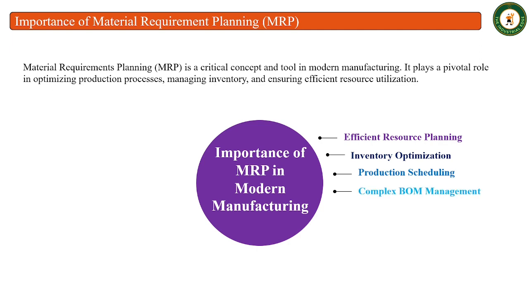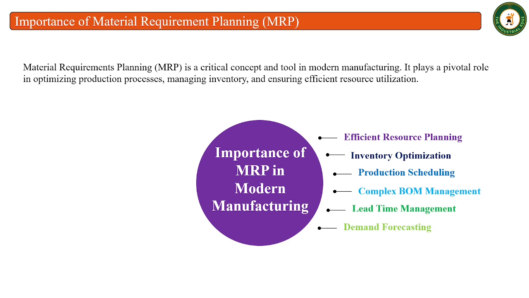Next importance, complex bill of material management. It handles intricate bill of material, that is BOM, structures, managing dependencies between components and sub-assemblies seamlessly. Next importance, lead time management. By factoring in lead time for material and processes, MRP minimizes delays and ensures timely production.